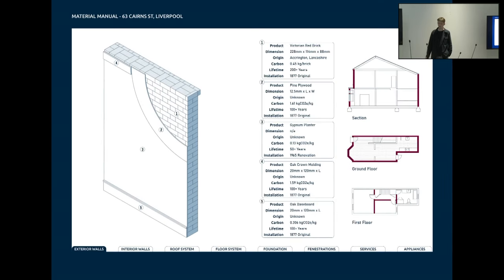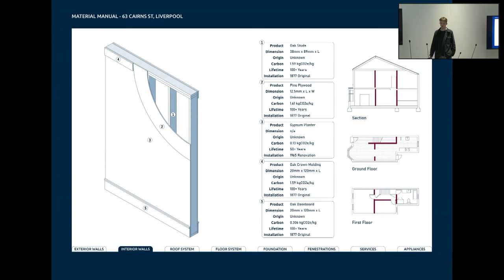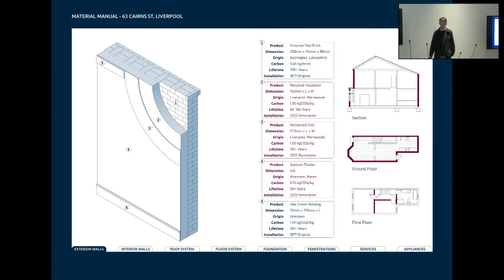These drawings would show individual components, such as exterior and interior walls, with detailed but relevant data about each material, its origin, expected lifetime, and location within the building. As materials are replaced or added over time, these changes would also be cataloged, such as when an energy retrofit adds thermal insulation.